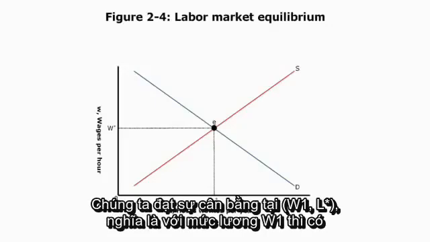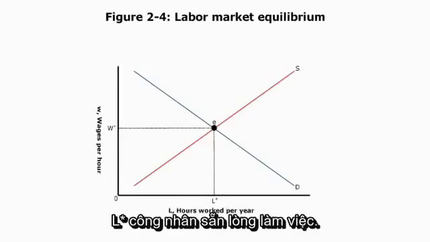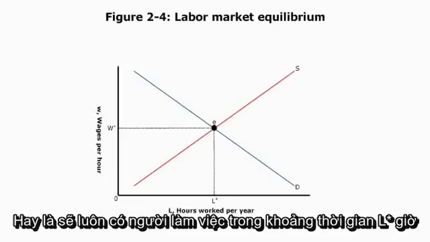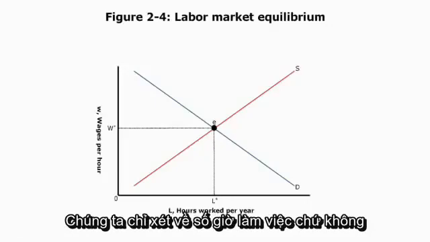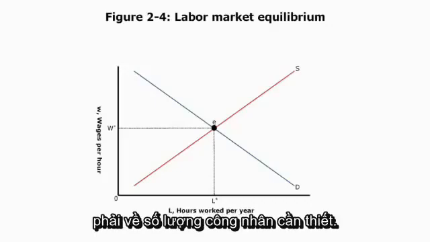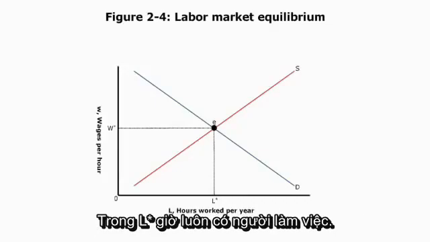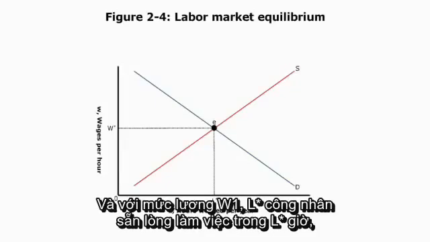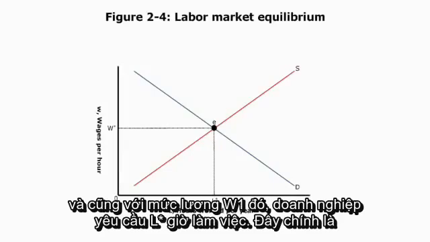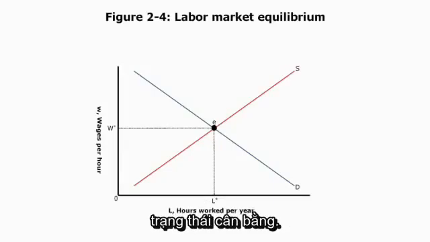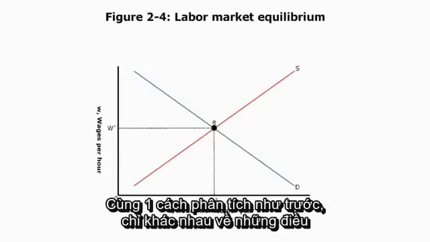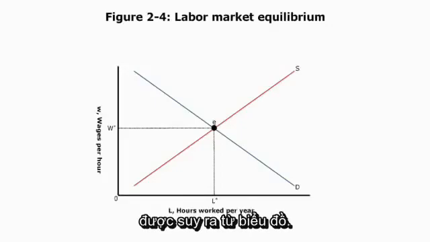We get an equilibrium at W1, L star, okay, which is at a wage W1, L star workers are willing to work, or L star hours of labor are supplied. We think about hours supplied, not necessarily number of workers. L star hours of labor are supplied. And at that W1, L star workers are willing to provide L star hours, and at that W1, firms demand L star hours, and that's the equilibrium. Okay? Same analysis as before, just different stories as to what's behind the curve.